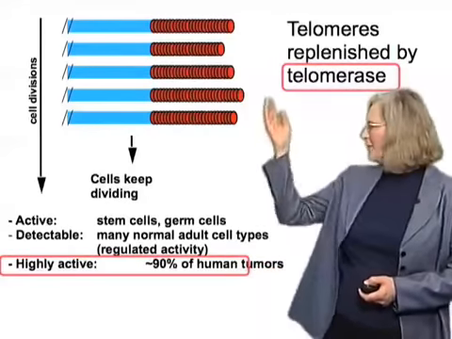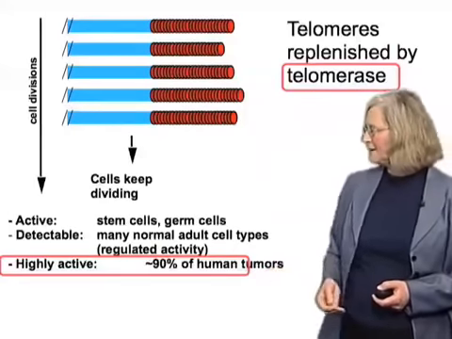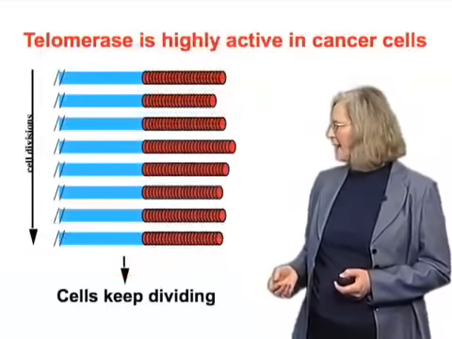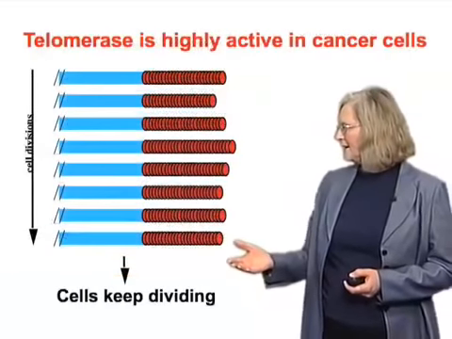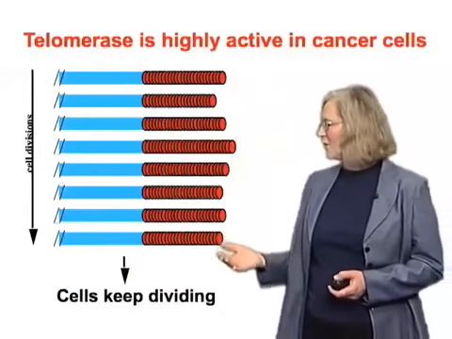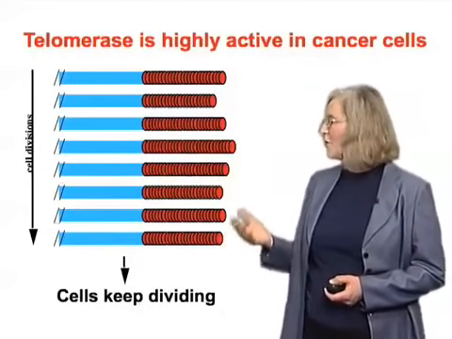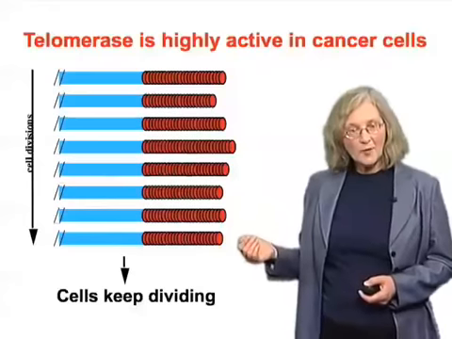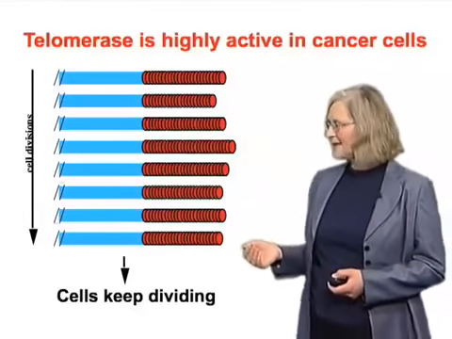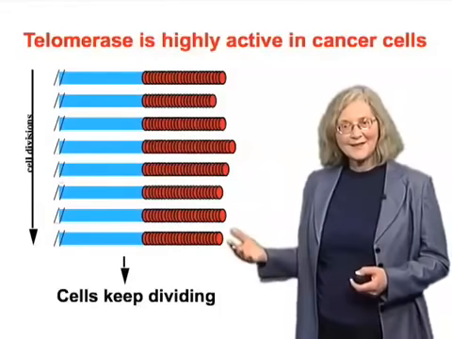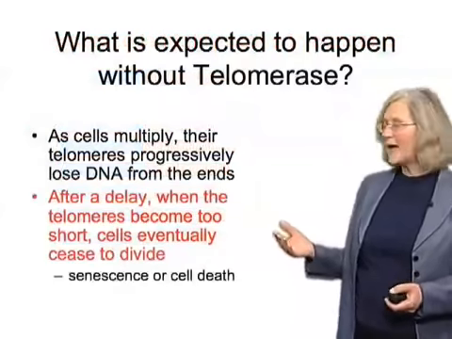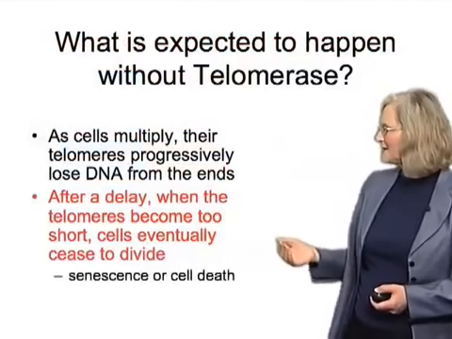So, telomerase is highly active in human tumors. So one could imagine inhibiting telomerase, and this might be a good target for trying to inhibit the growth of cancer cells if you could inhibit telomerase in cancer cells. And so in investigating this, some interesting things emerged. So let's just think about what is expected to happen if you don't have telomerase in the cancer cells.